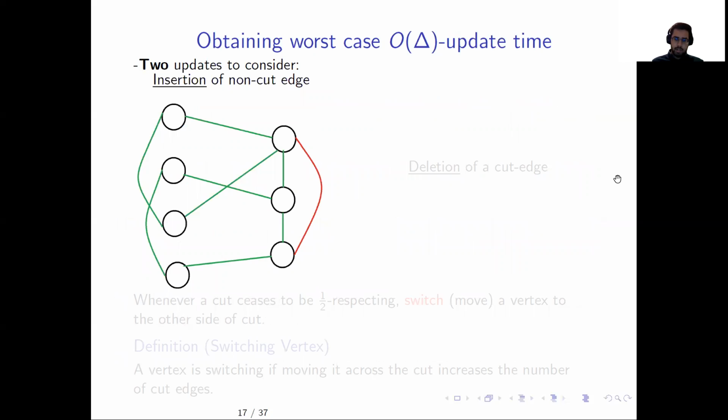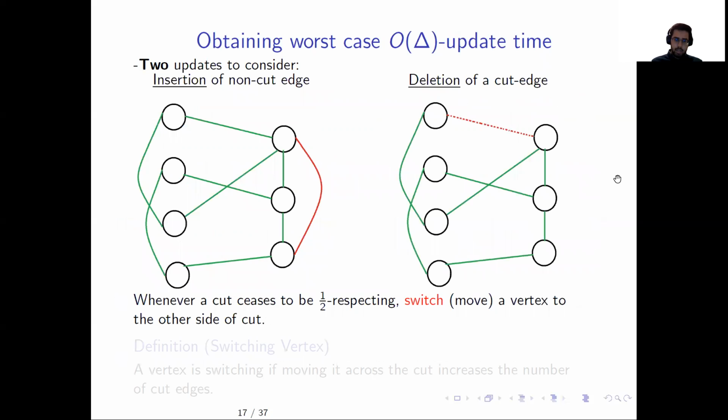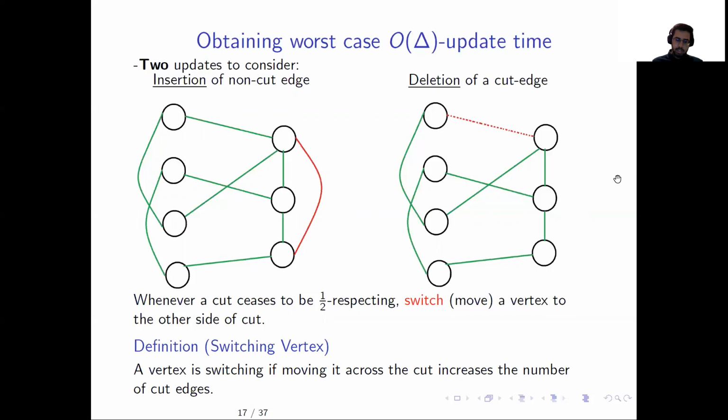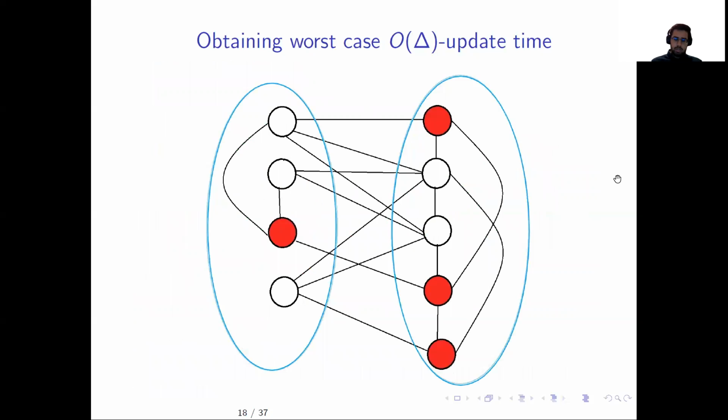So to obtain a delta update time, what we see is that there are two main updates that we're actually concerned about, which would lead the cut to degrade. The first is insertion of a non-cut edge, which might lead to a corresponding decrease in the size of the cut we're maintaining, and the deletion of a cut edge. So the main observation is that whenever a cut ceases to be half respecting, we can always find a vertex which, if we move from one side of the cut to the other side, we can always increase the number of cut edges. Right. So in this diagram, we can see that these red vertices are switching vertices.